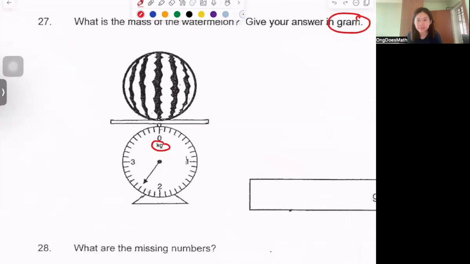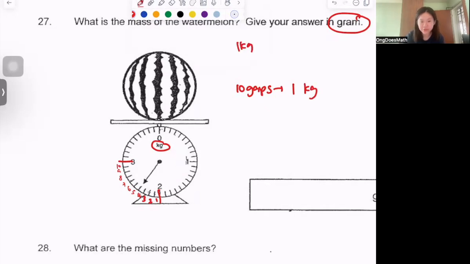Okay, let's count the number of gaps between 2 and 3. So 1, 2, 3. Let me decrease the pen size if possible. 4, 5, 6, 7, 8, 9, 10. There are 10 gaps. And 10 gaps give you 1 kg, right? Because from 2 to 3 kg, that's 1 kg. So 10 gaps give you 1 kg, and 1 kg is equivalent to how many grams? 1000 grams.